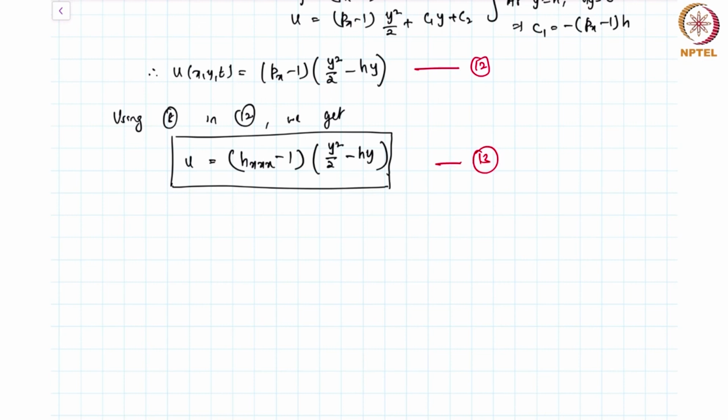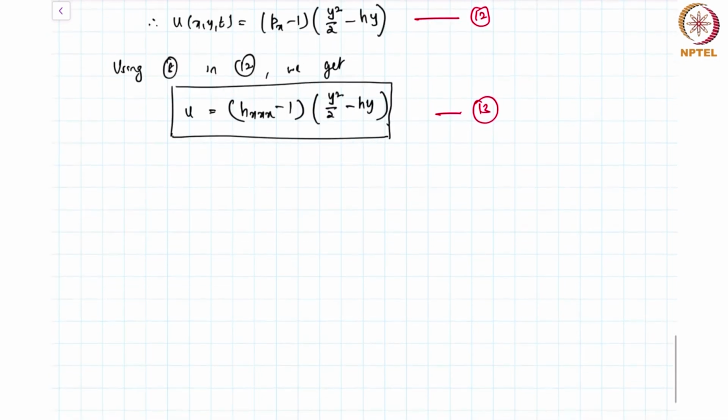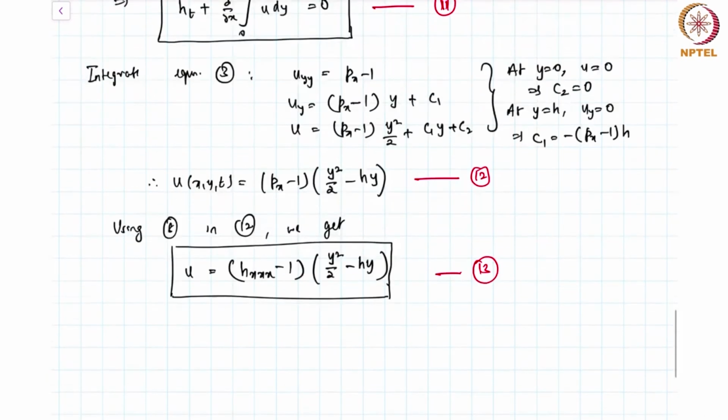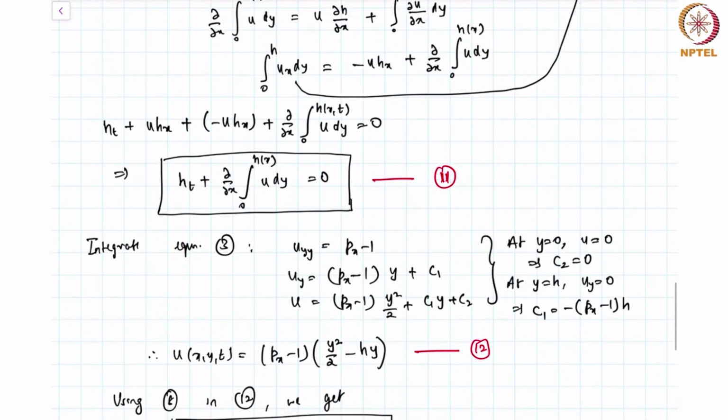So we actually got a parabolic velocity profile, which is driven by a balance of capillary pressure gradient and the gravity term, right? So we can substitute this u into equation number 11.